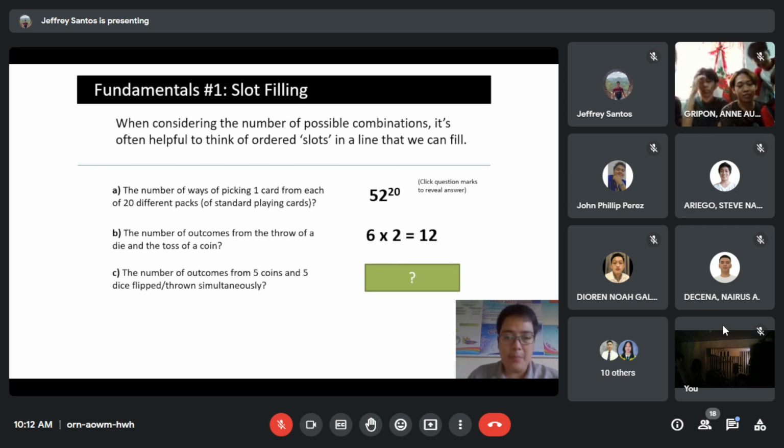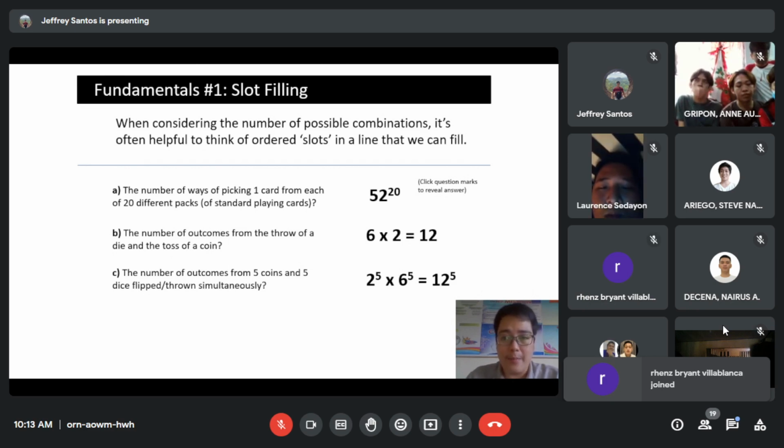And for our next example, the number of outcomes from 5 coins and 5 dice flipped or thrown simultaneously. Paano natin makukuha yung number of combinations? So we'll just use the formula: 2 raised to the 5th power. Bakit 2 raised to the 5th power? This comes from our possible outcomes doon sa throwing coin, either heads or tails. Since there are 5 coins, 2 raised to the 5th power, times 6 raised to the 5th power. Saan nanggaling naman ito? So ito yung nanggaling doon sa faces of a die. And then again, since may 5 dice na available, 6 raised to the 5th power. So this can be further simplified as 12 raised to the 5th power.